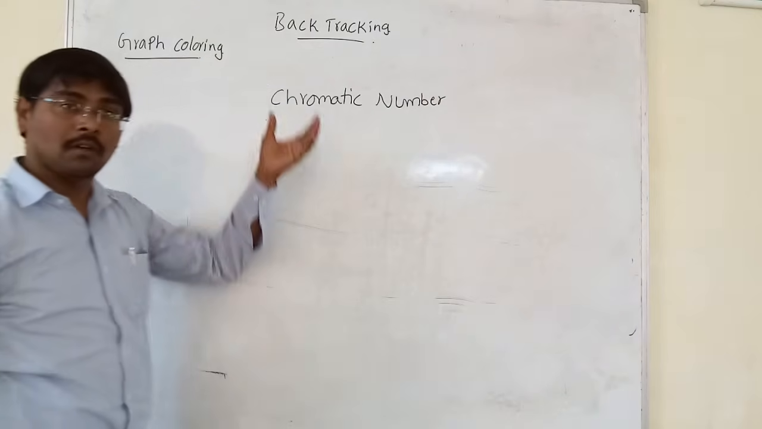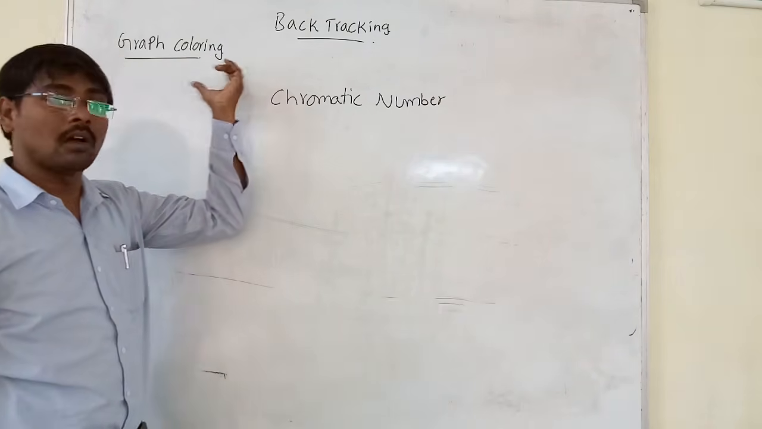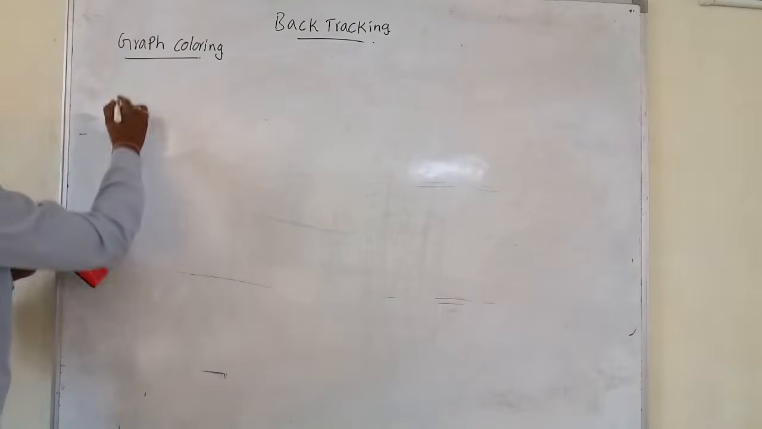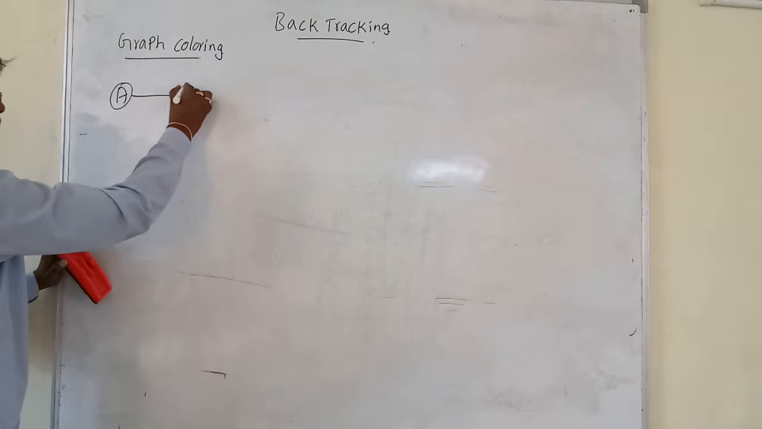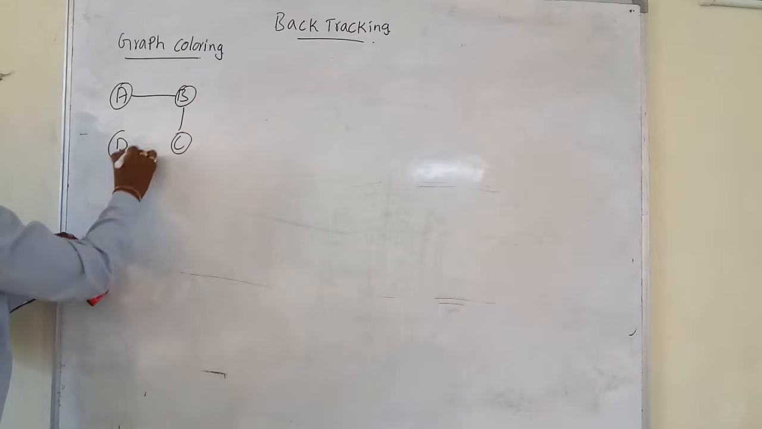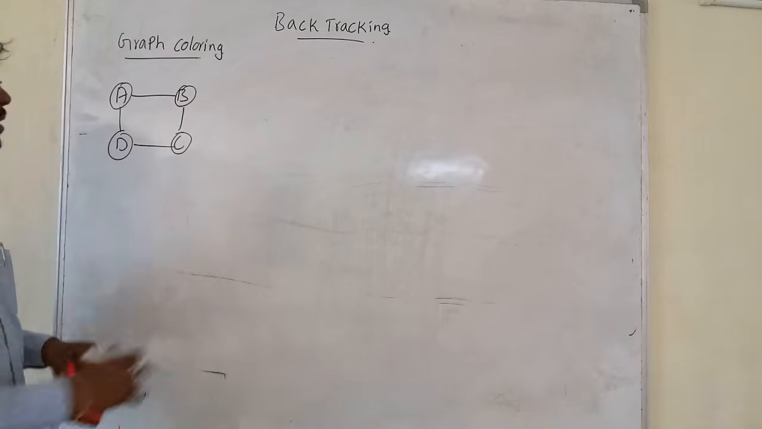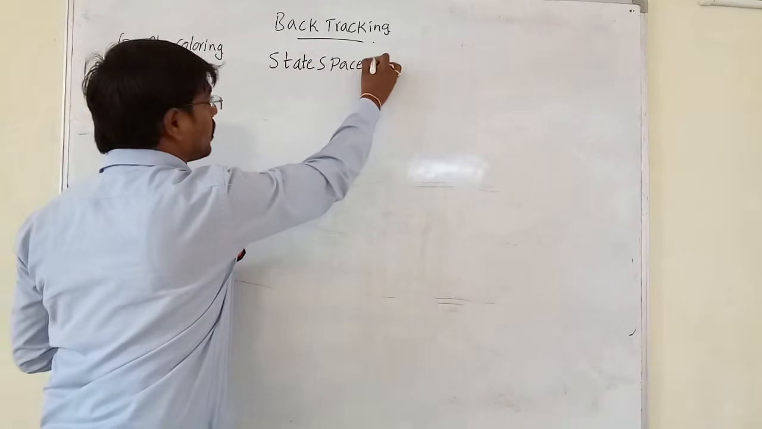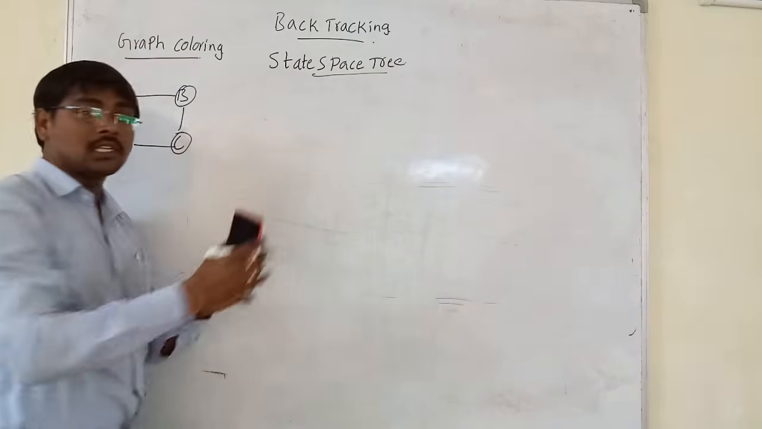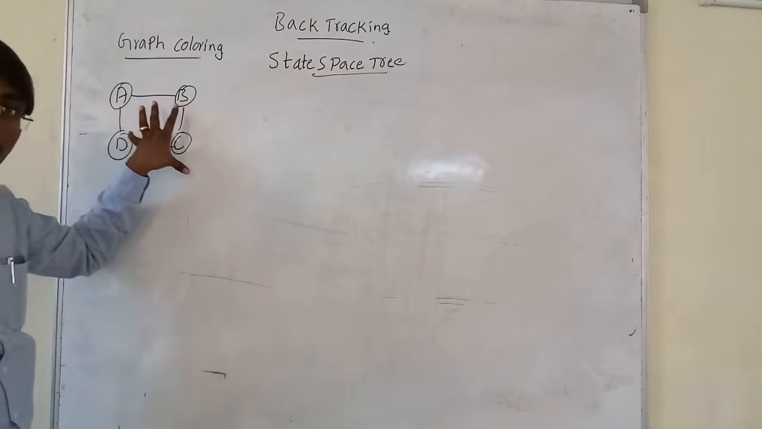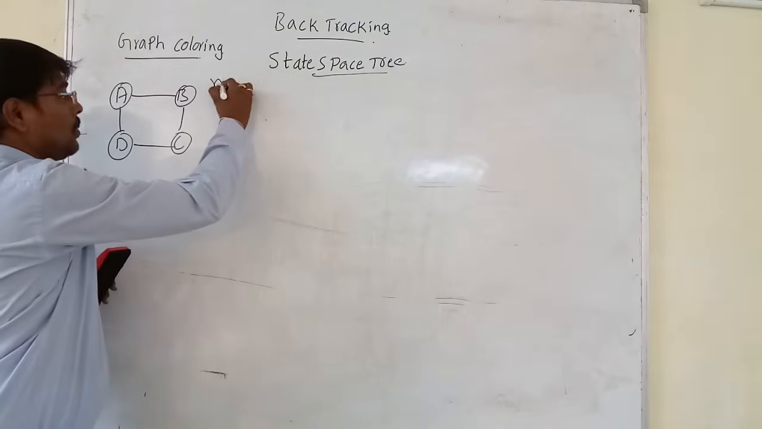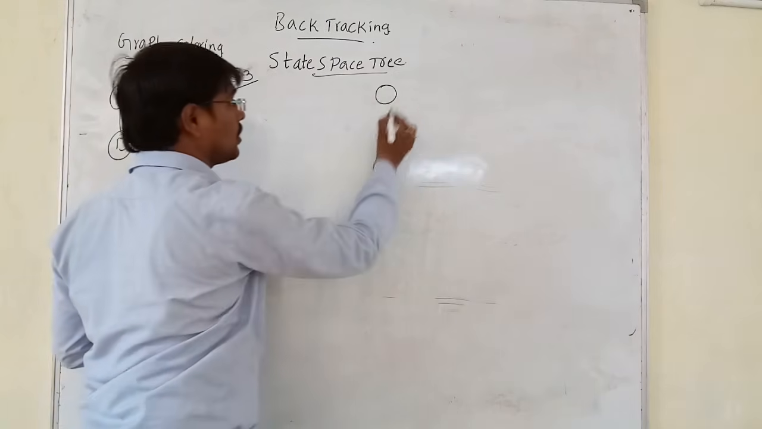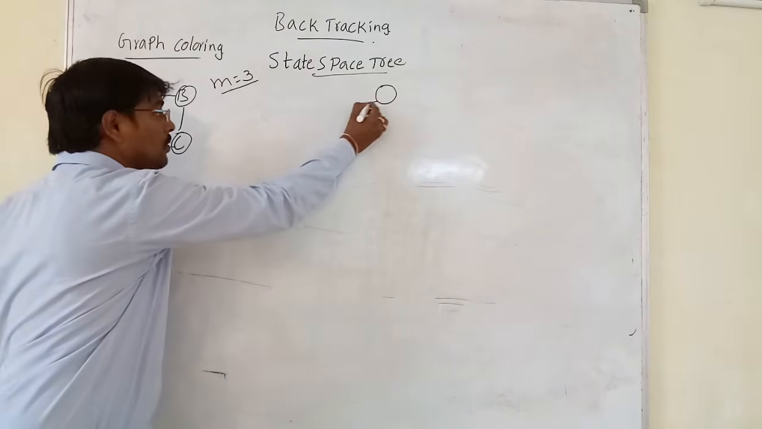The minimum number of colors required to color a graph is called the chromatic number of the graph. Consider an example graph, for example, graph A, B, C, D. For this graph, draw a state space tree. State space tree specifies all possible combinations. For example, number of colors M is equal to 3. The state space tree for this graph is initially empty.